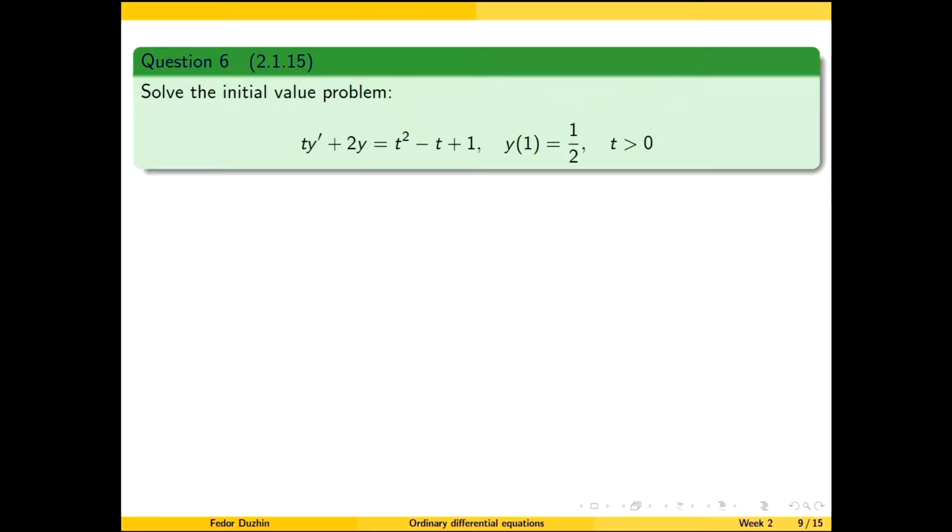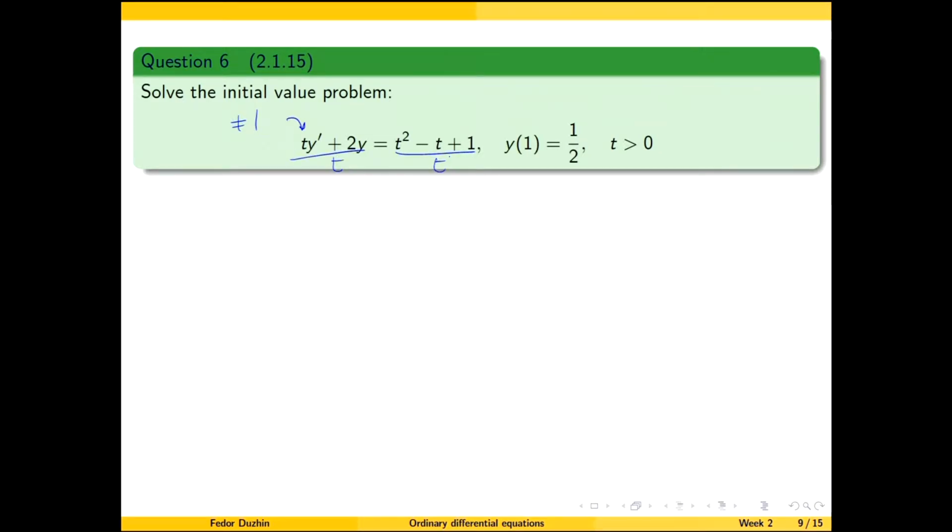Next question is a linear equation and an initial value problem for a linear equation. Although the equation is linear, notice that the coefficient at y prime is not 1. But in order to find an integrating factor, we always need to put it into the form where the coefficient at y prime is 1. Right? So what we've got to do is divide everything by t.